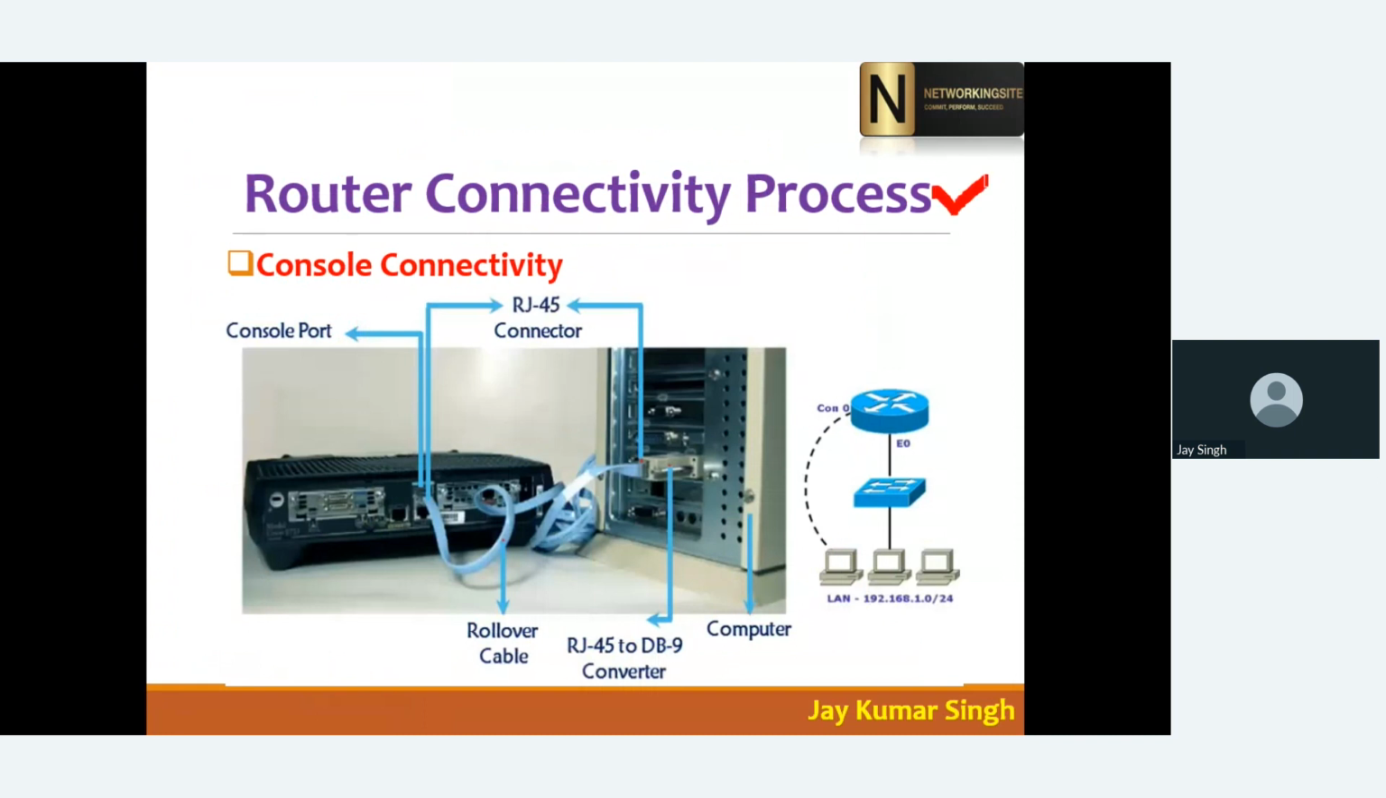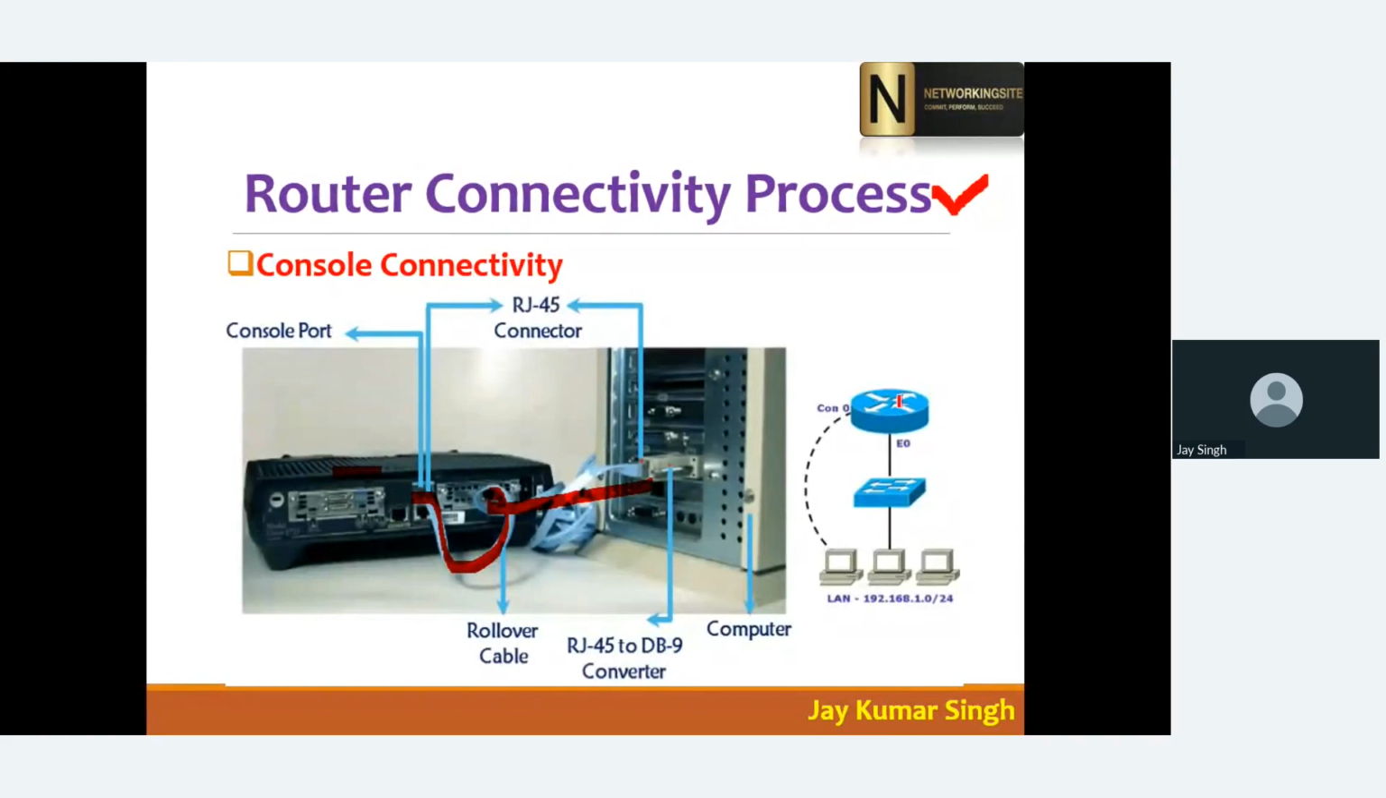So here we have the router connectivity process. Router connectivity process means if you have a router with you, how you are going to connect your router with your device to configure it. Device means your laptop or your desktop. For configuring the router with your laptop or desktop, you need a cable known as a console cable, with a console RJ45 port, and it connects to the router console port.